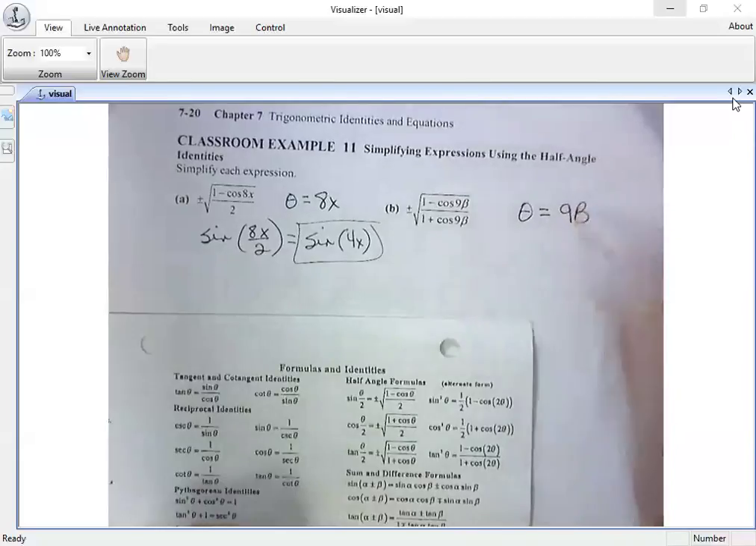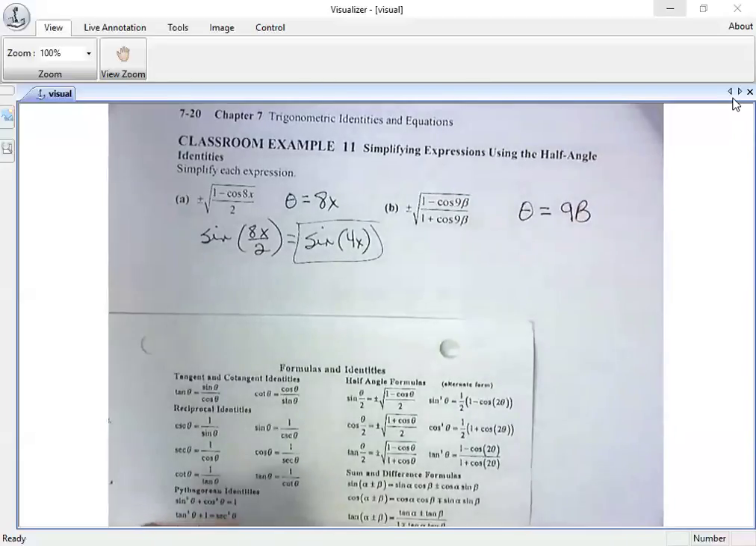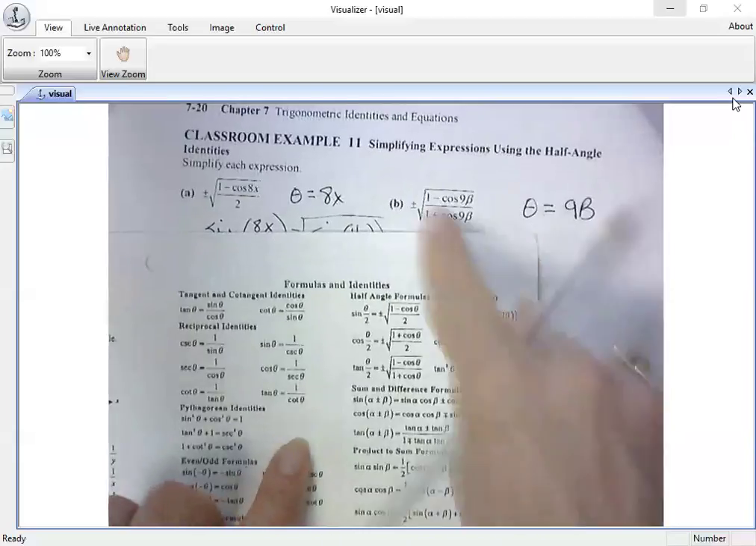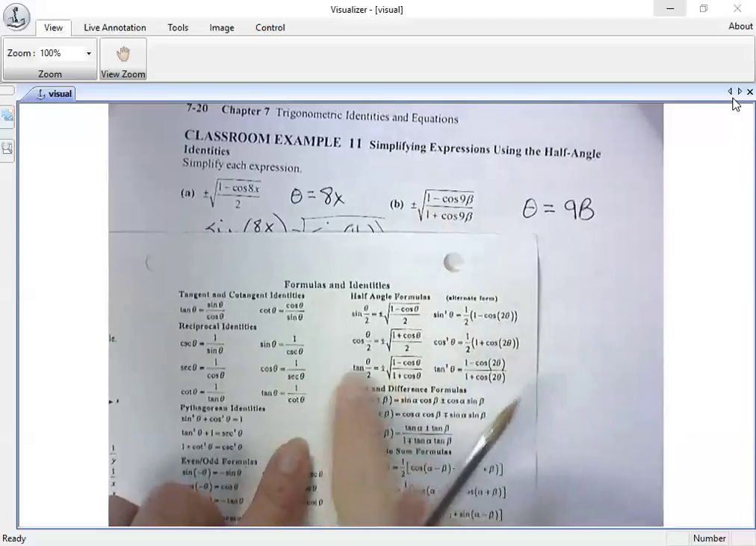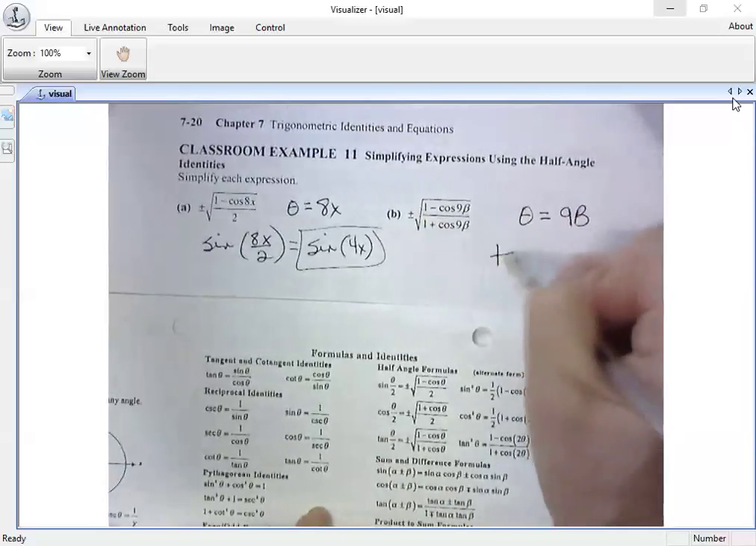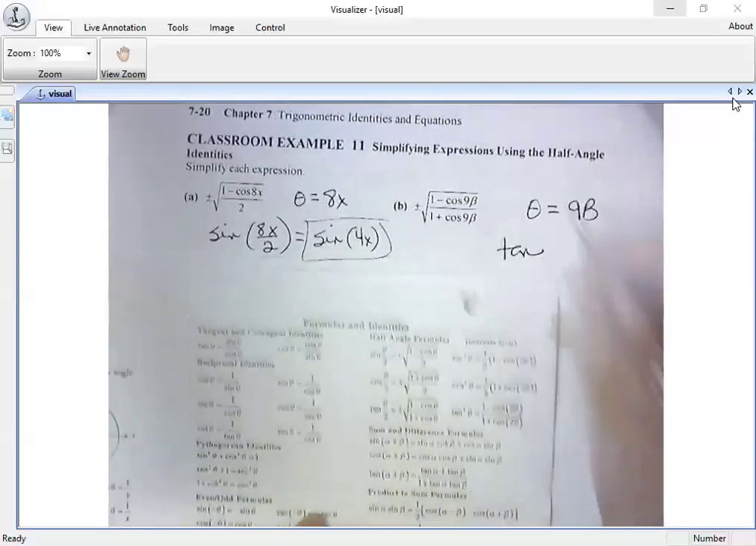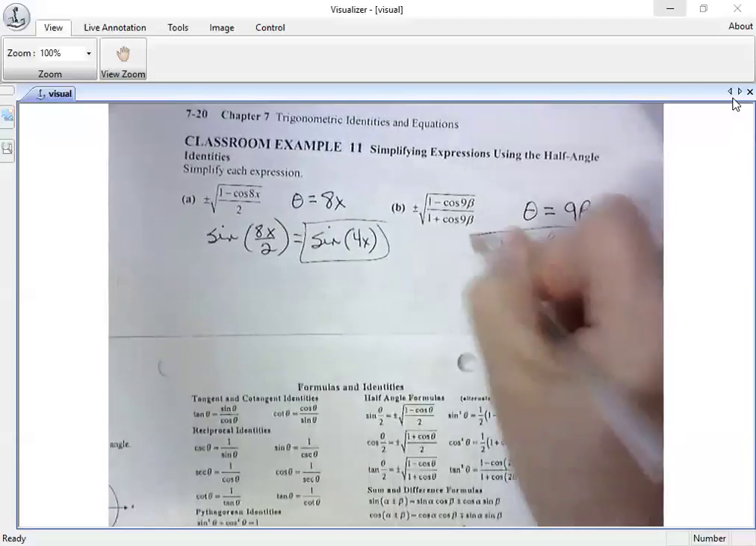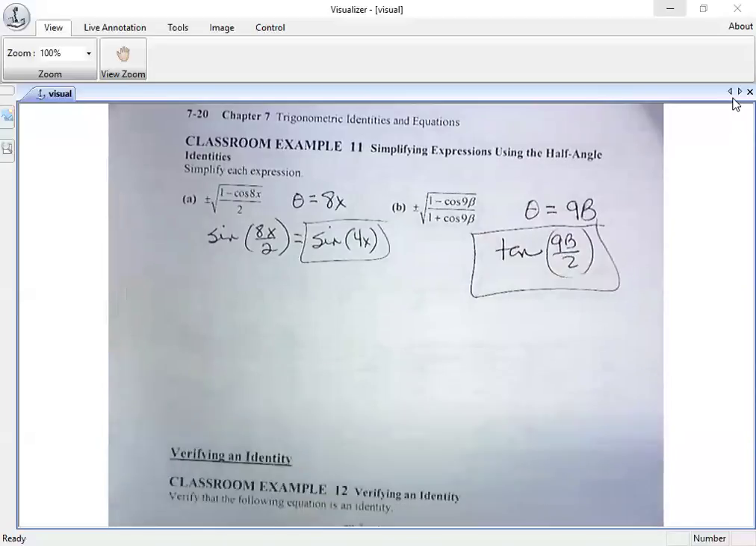9b, beta. So if theta is equal to 9b, then looking back here, this would have to equal the tangent of what? 9b over 3. You know what? There's nothing else I can do with that. That's it. Those are pretty cool, right?